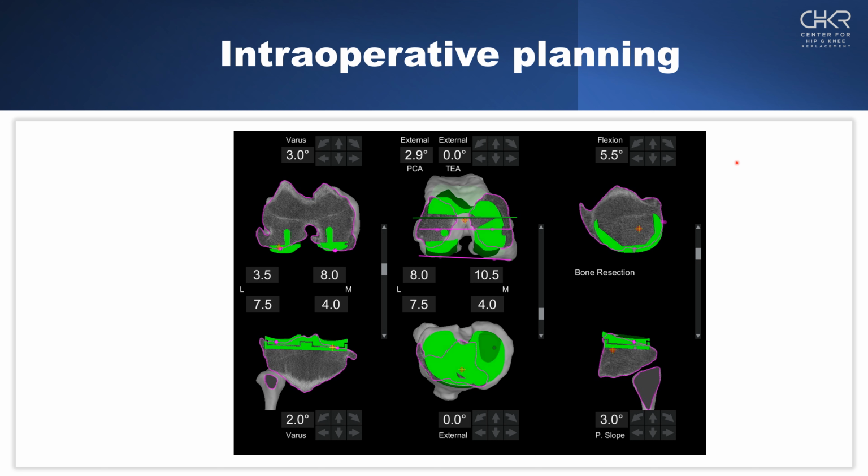Okay, so the first thing that we're going to do is a measured resection technique. We know the thickness of the implant is 8mm in the femur and a composite of 9mm in the tibia.